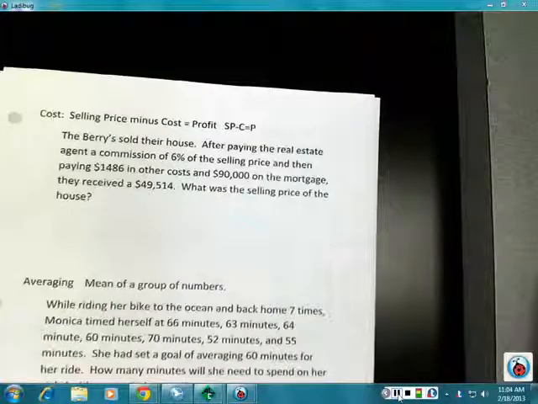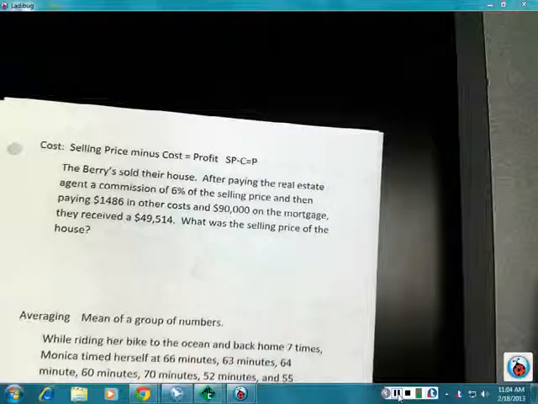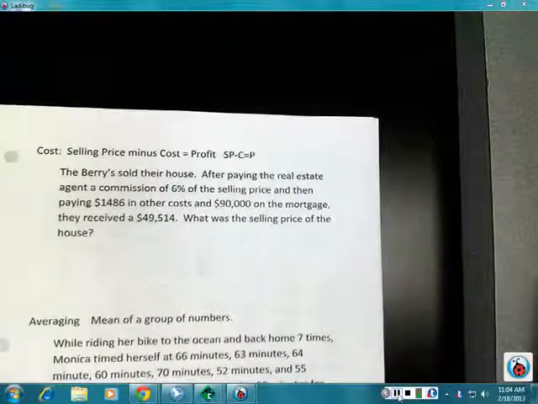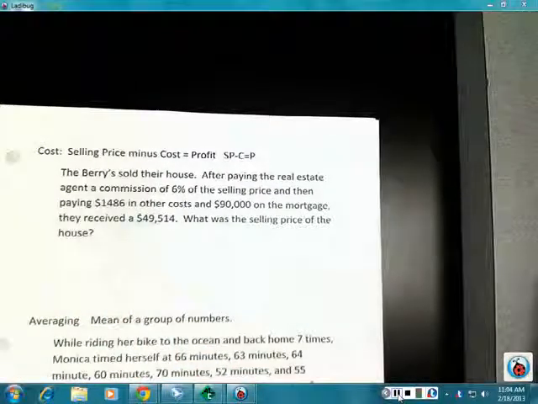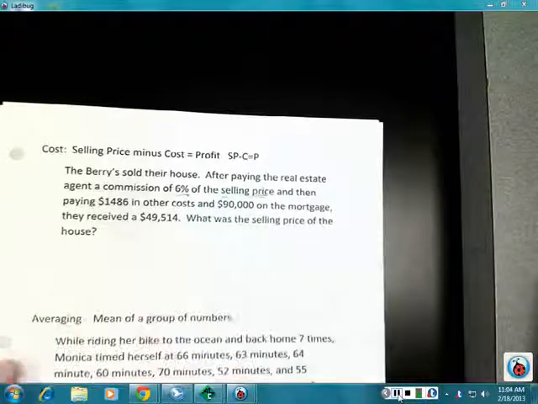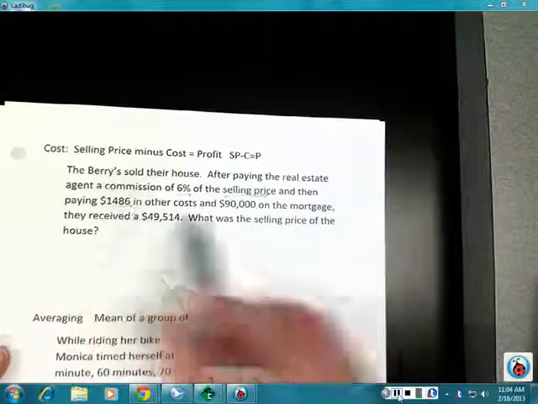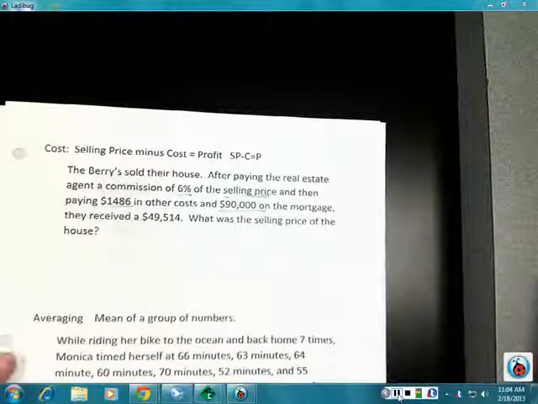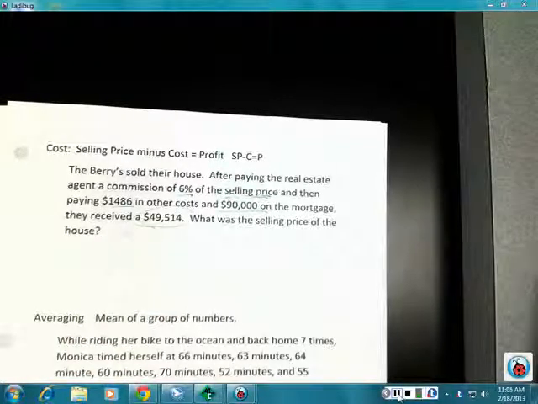Okay, another one. They throw one of these in, but they don't give you a whole lot of them. It goes back to something similar we did in a different section. It says the Berries sold their house after paying the real estate agent a commission of 6% of the selling price, then paying $1,486 in other costs, and $90,000 on the mortgage. They received this amount back. What was the selling price of the house?